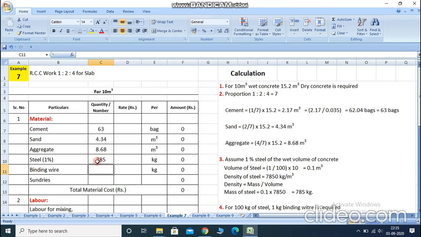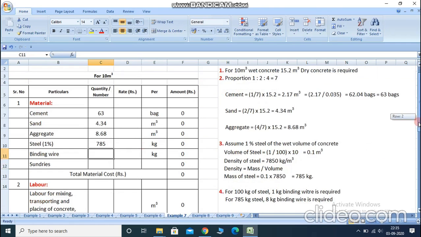Clear? And then after, binding wire required. So here binding wire calculation is given. For 100 kg of the steel, 1 kg of the binding wire is required. So for 785 kg steel, 8 kg binding wire is required. So write here binding wire 8 kg.